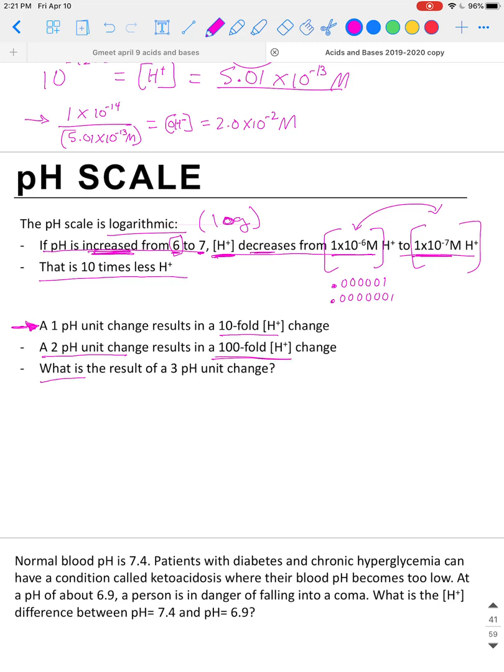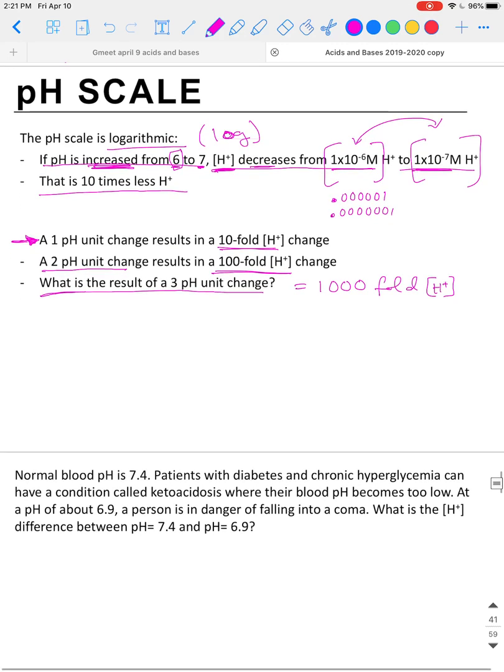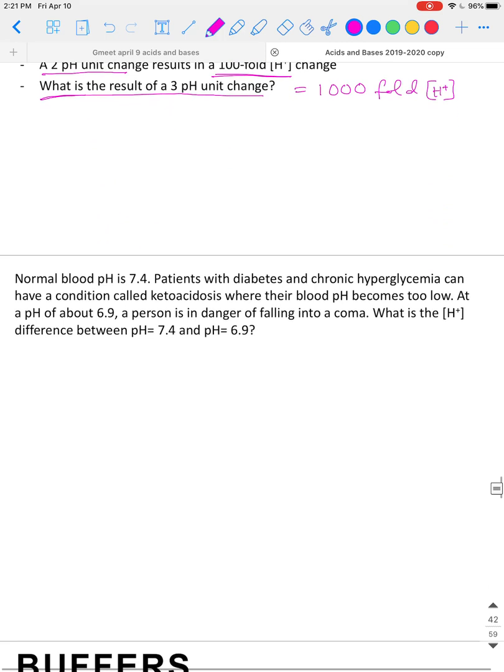So if a 2-unit pH change results in a 100-fold change, and a 1-unit pH change results in a 10-fold change, what is the result of a 3-unit pH change? You could probably guess this equals a 1,000-fold change in the concentration of H plus. All right, so knowing what we just talked about, let's look at this problem.